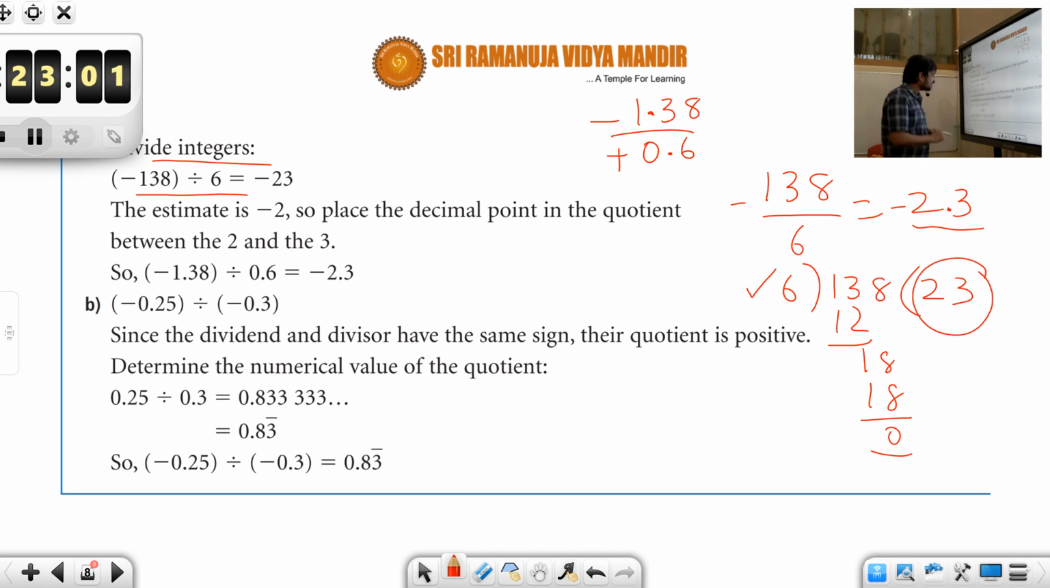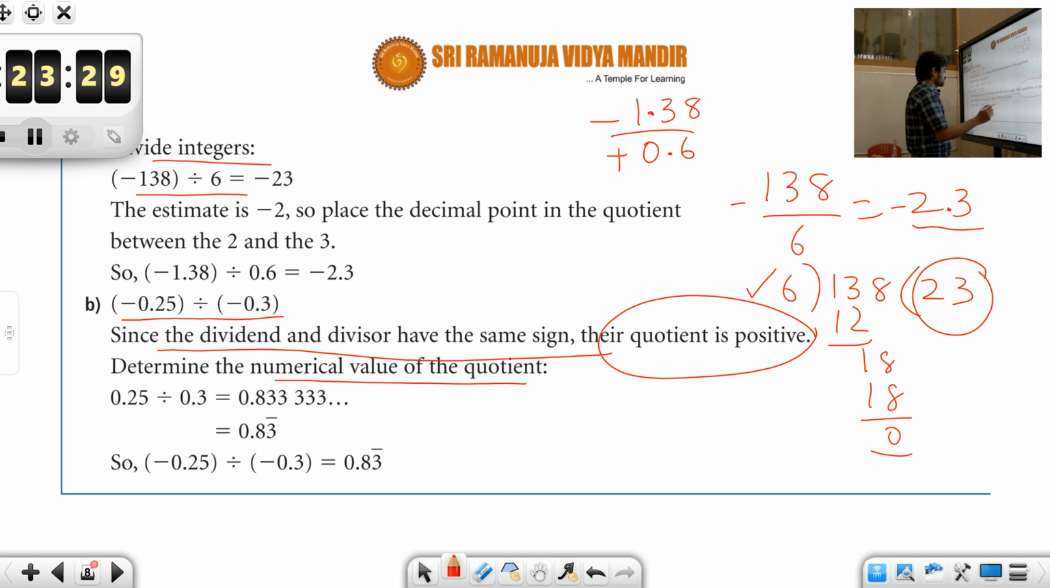Okay, let's look at another example. Say here you need to divide minus 0.25 by minus 0.3. So here you are trying to divide two negative numbers. What would be the sign of the answer? That is positive. Since the dividend and the divisor have the same sign, the quotient is going to be positive. And then determine the numerical value of the quotient. How to determine it?